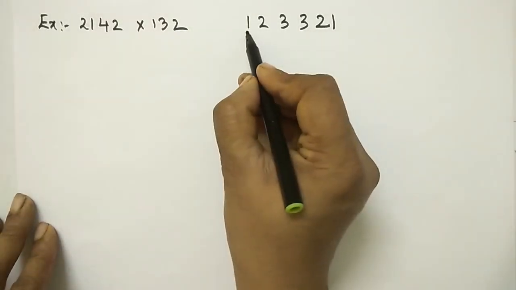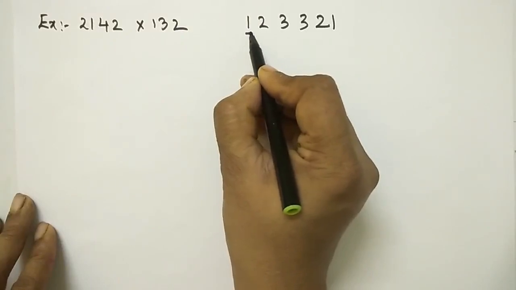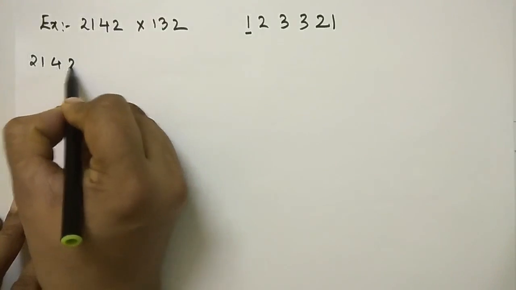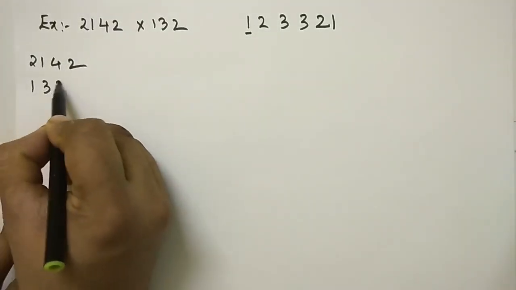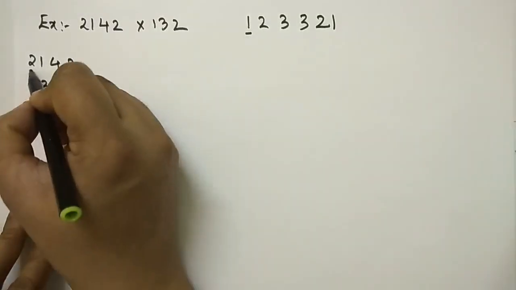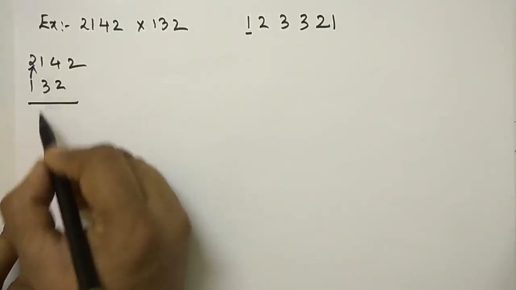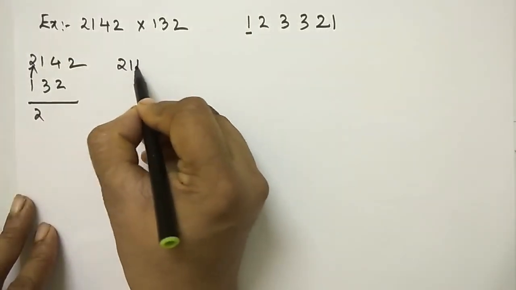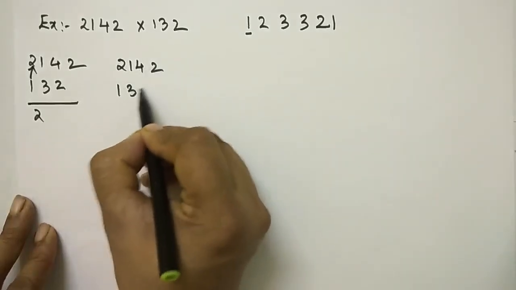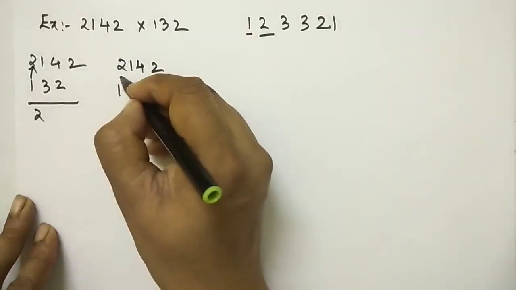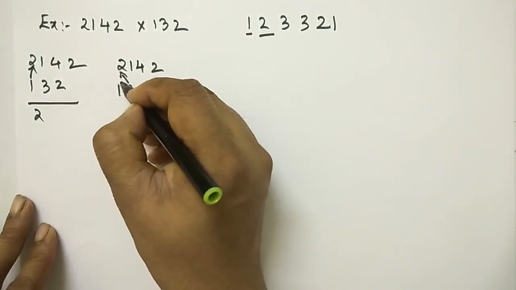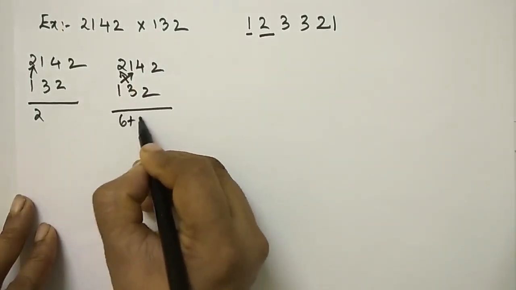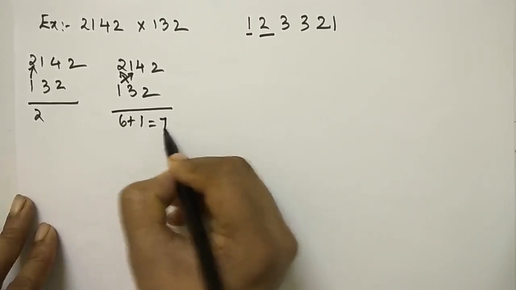Okay. Now let us start calculation using the pattern. Here 1. Okay. 2, 1, 4, 2. 1, 3, 2. If you see pattern number 1 means you have to multiply this 2. So this will be 2. Next 2, 1, 4, 2, 1, 3, 2. Here the pattern number is 2. So you have to multiply 3 into 2 and 1 into 1. You will get 6 plus 1 equal to 7.